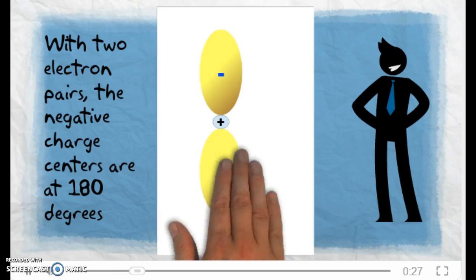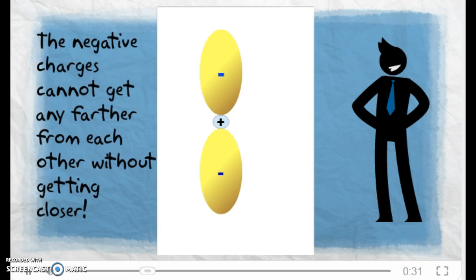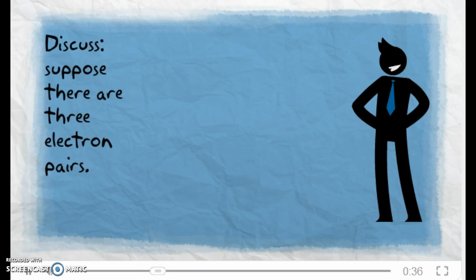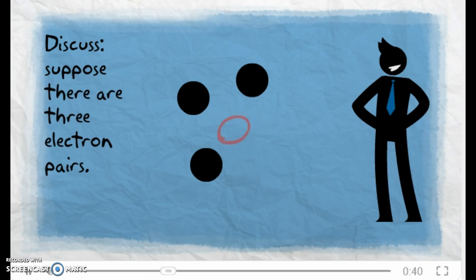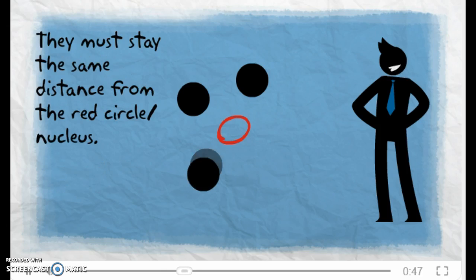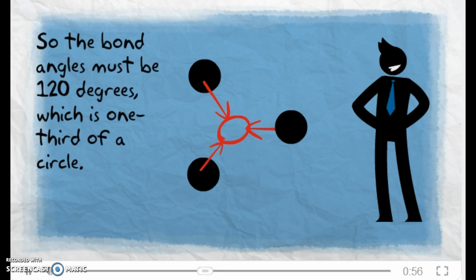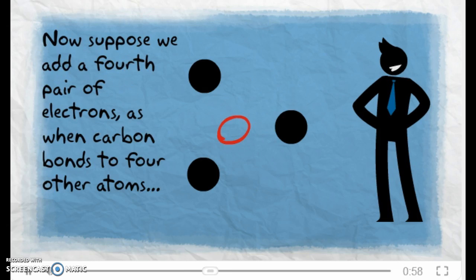With two electron pairs, they'll be 180 degrees apart. If they get any closer together, they will have higher energy. Suppose there are three electron pairs. Now we know if they have to stay the same distance around the red circle, they're going to look like this. But they also have to get as far away from each other as possible to have lowest energy. So the bond angles must be 120 degrees, 1/3 of a circle.